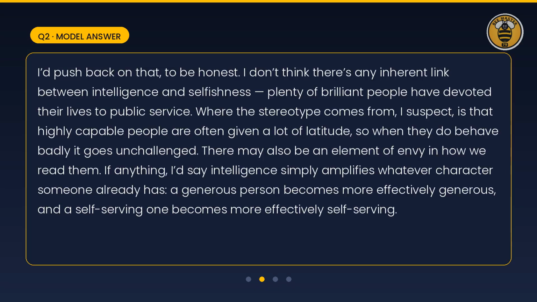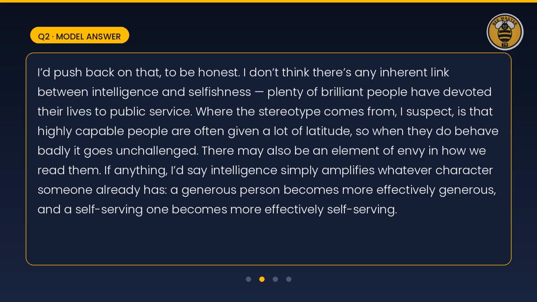I'd push back on that, to be honest. I don't think there's any inherent link between intelligence and selfishness. Plenty of brilliant people have devoted their lives to public service. Where the stereotype comes from, I suspect, is that highly capable people are often given a lot of latitude, so when they do behave badly, it goes unchallenged.